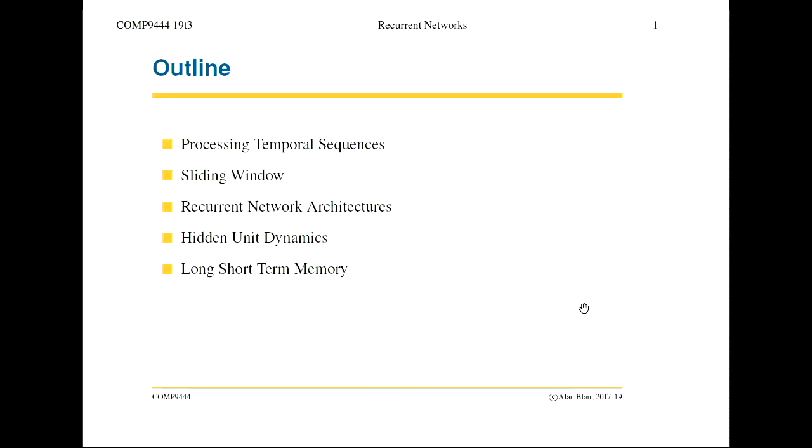Just to summarize, we've looked at three different ways of handling temporal sequences. The sliding window approach can only learn from very short range dependencies. Simple recurrent networks can learn medium range dependencies, and the long short-term memory can learn long range dependencies. Any questions about this?